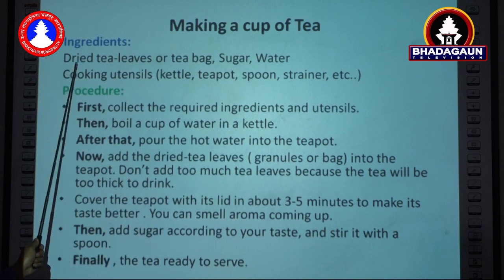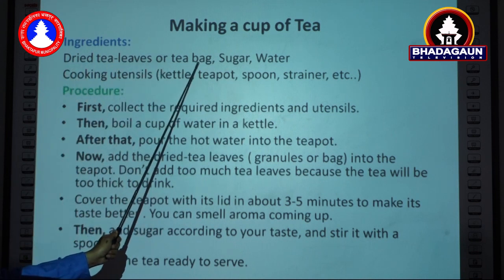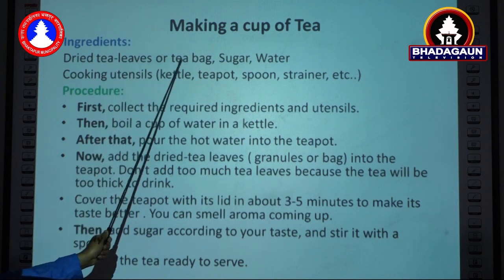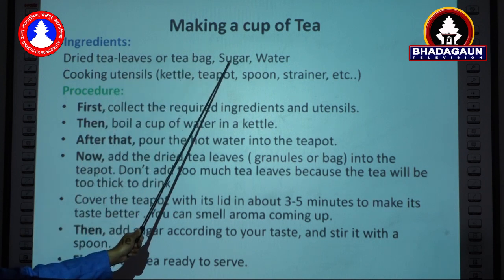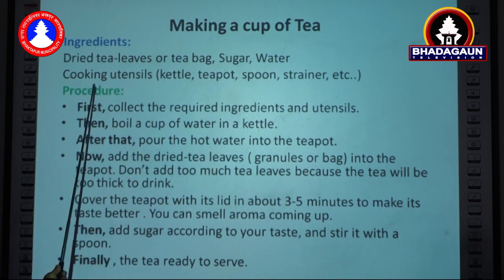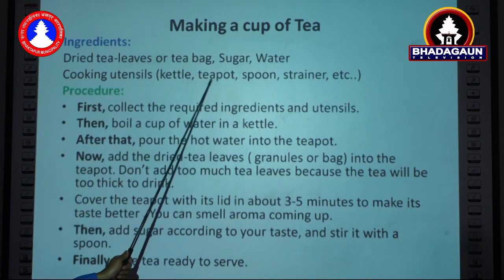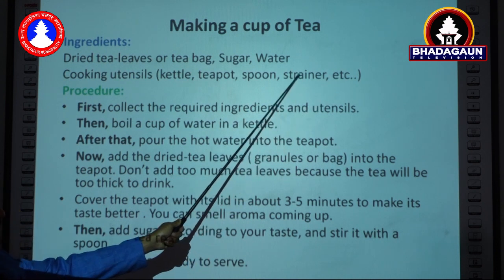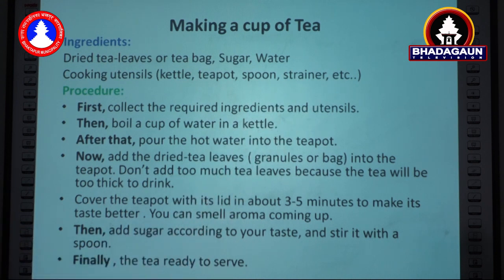So what is the first one? Dry tea leaves or tea bag. We can use dry tea leaves or an already packed tea bag. Sugar, water, cooking utensils, kettle, teapot, spoon, strainer, etc. Filter, to filter this tea. Now after that you will move to the next step, that is the procedure.